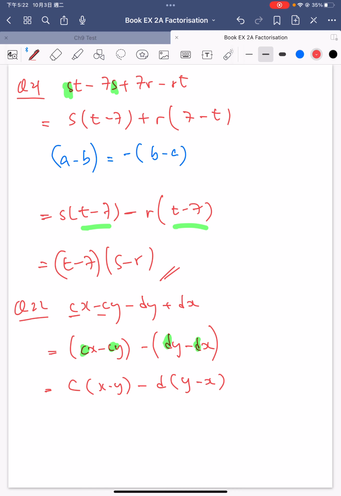After that, it's a similar thing that we can see. This is x minus y, this is y minus x. So what we're going to do is reverse it to become x minus y, but actually we want to change the front sign to become positive. Then we can take x minus y as the common factor. So it's combined as c minus d. So that's for question 22. And now we're moving to question 23.